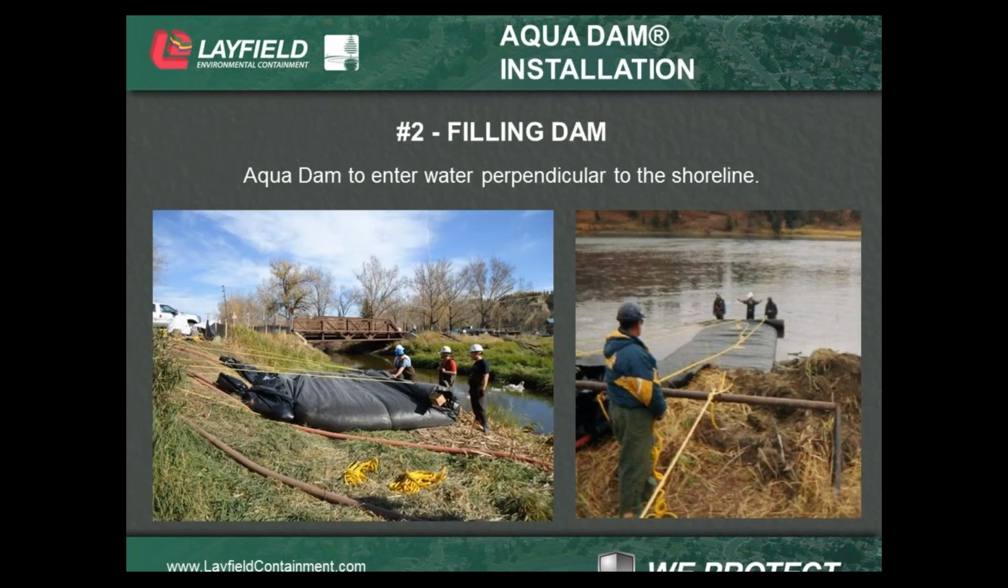Number two, the filling of the aqua dam. We've got our hoses on the left here. You can see the hoses run down into the polyethylene tubing, and you can see it in the bottom left corner of the right picture as well. We've got our ropes running out underneath and coming back across the top. That prevents it from unspooling. One of the key components here is that we want the aqua dam to enter the water perpendicular to shore. We don't want it skewed anywhere, because the water flow could direct it in a different direction from where you wanted it to go if it isn't coming off of shore perpendicular.